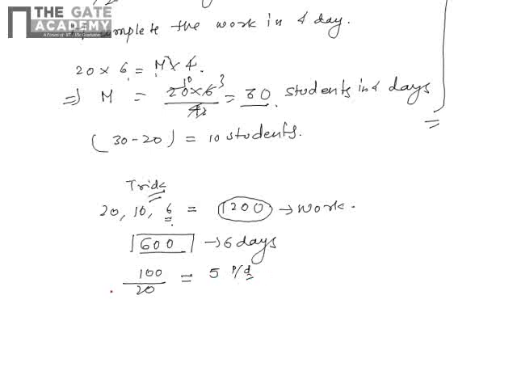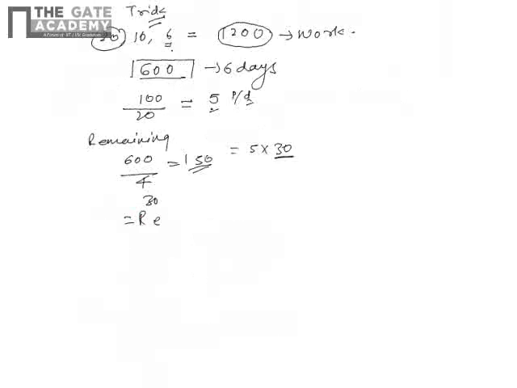Similarly, 600 is remaining. If you don't know the formulas, then you can use this trick. 600 is remaining, and it should be done in 4 days, so it will be 150 per day. How will the 150 come? If we multiply by 30, then 150 will come, because the efficiency of per person working per day is 5, so it will be 30. So the total number of students required is 30, and we already have 20 students, so the required number of students is 10.